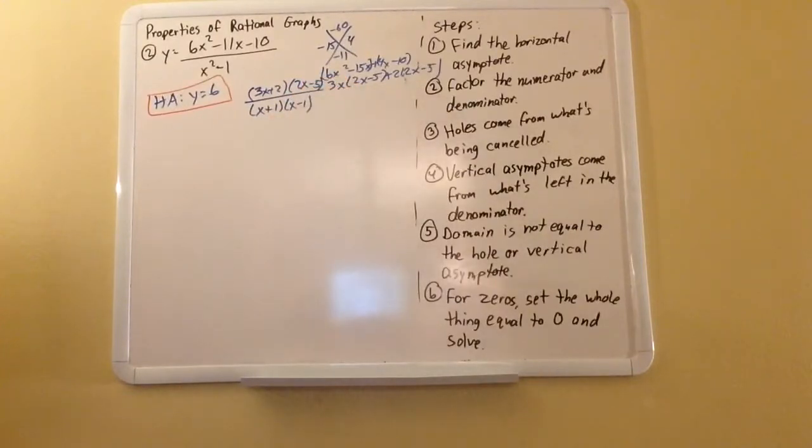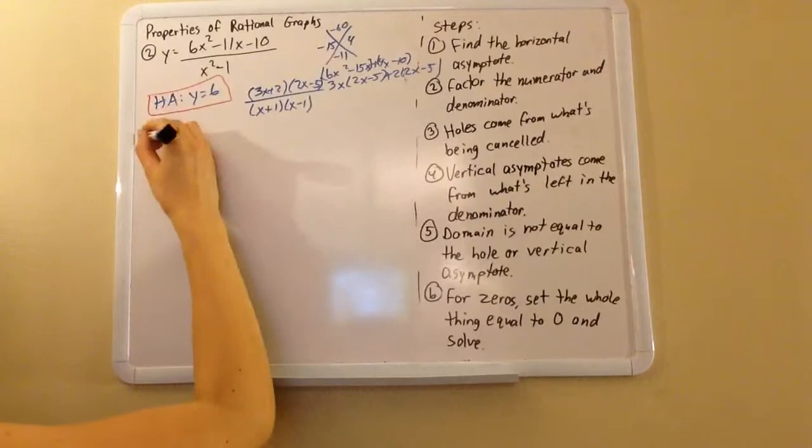Okay, now, holes come from what's being canceled. Is anything being canceled? No, nothing's being canceled. So that means that there are no holes.